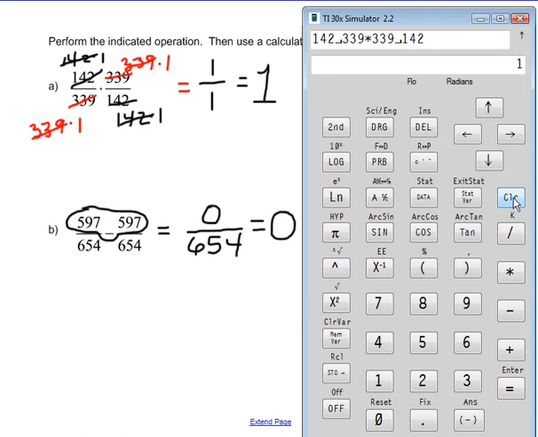With our other problem, let's go ahead and do the subtraction check. 597 over, so we hit the fraction key, 654, and then we're going to subtract from that 597, fraction key, 654, and when we press enter, there's the 0 we were looking for.